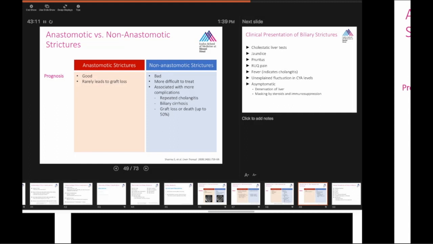Anastomotic strictures usually have a good prognosis, rarely lead to graft loss, whereas non-anastomotic strictures are more difficult to treat, and they're associated with more complications that could potentially lead to graft loss or even patient death.